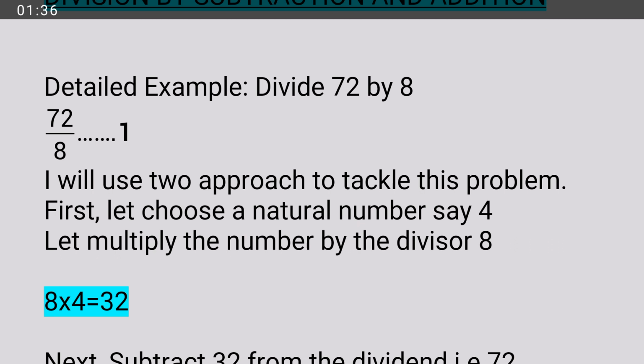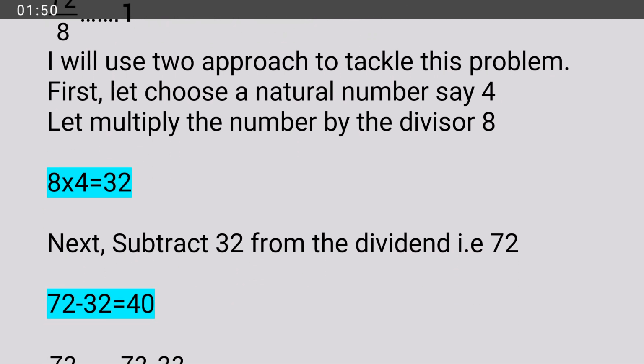Here I choose 4, so we use 4 to multiply 8. So 8 times 4 gives 32. The next step is that we subtract this result, 32, from the dividend, 72. The reason why we are subtracting 32 from the dividend is that the product is still less than the dividend.